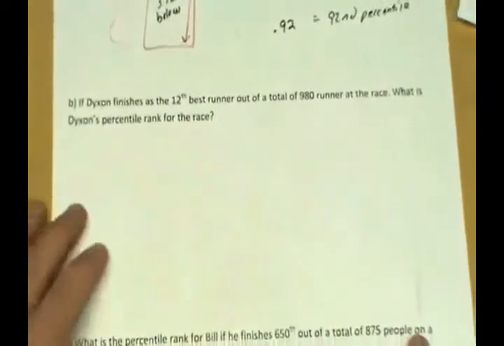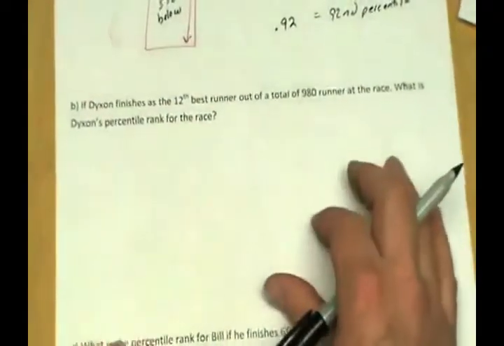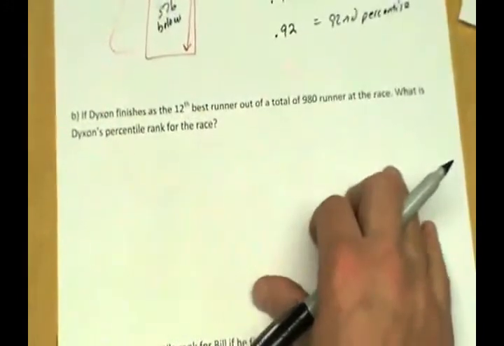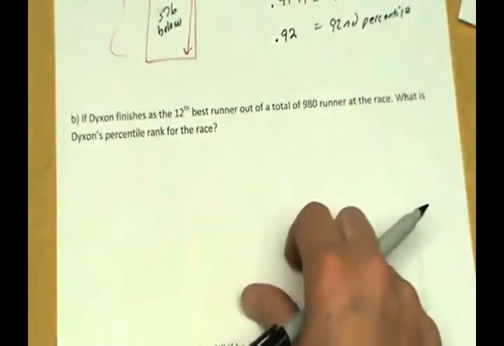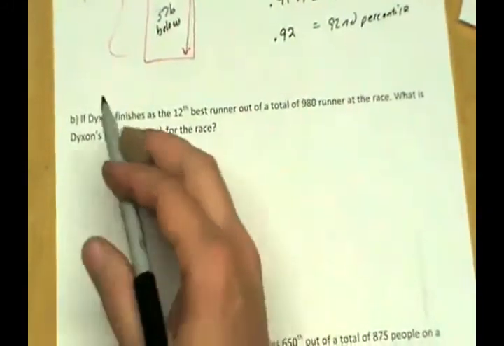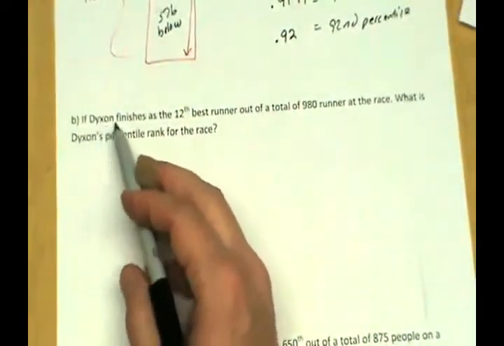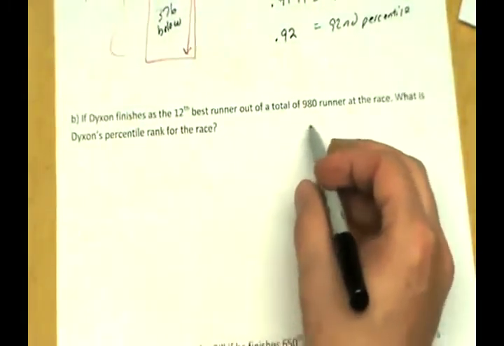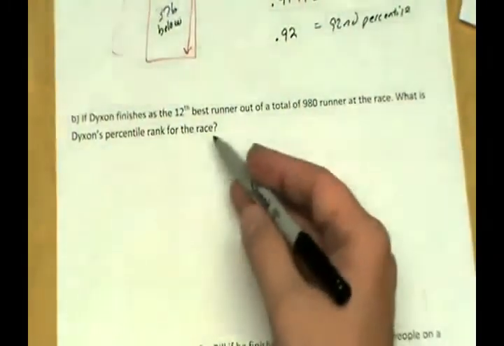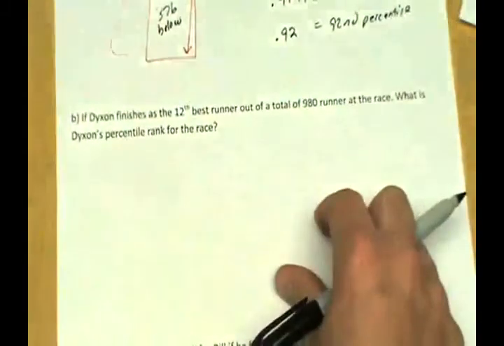Okay, let's look at the next one. Similar question. So why don't you try and answer this one, pause the video, answer this one, and then you can come back and see the answer. If Dixon finishes as the 12th best runner out of a total of 980 runners in the race, what is Dixon's percentile rank?